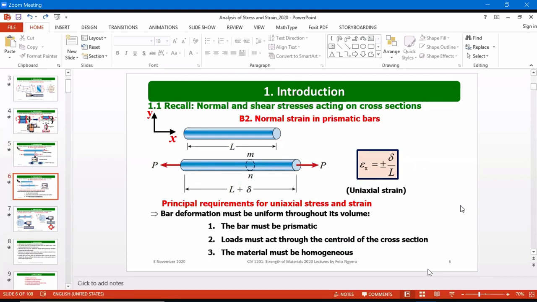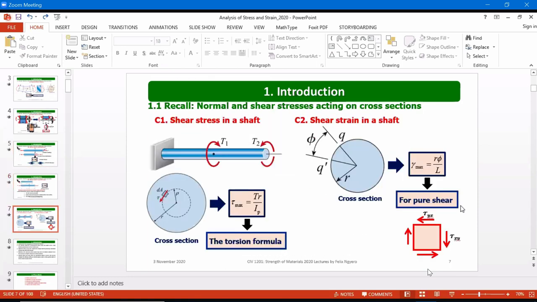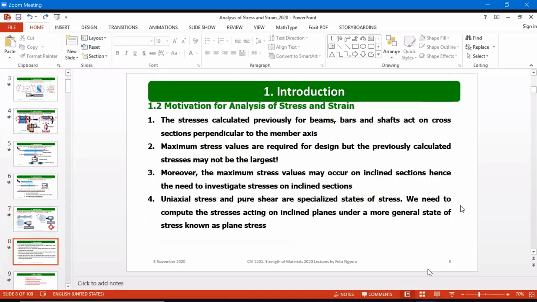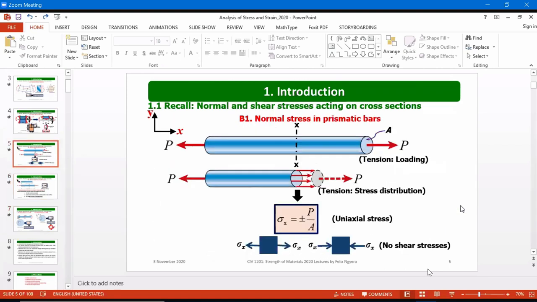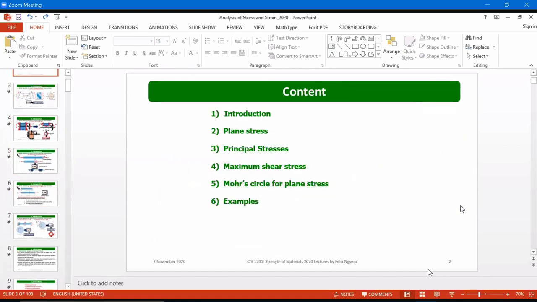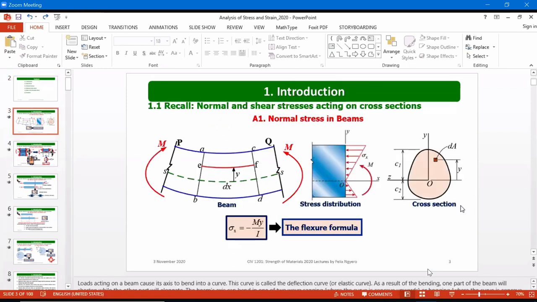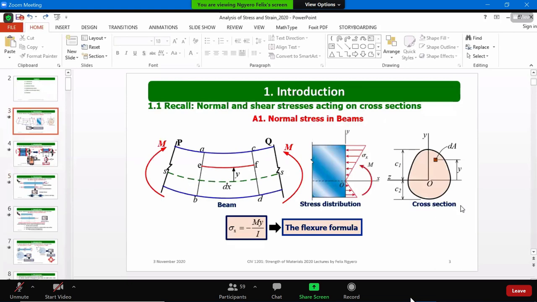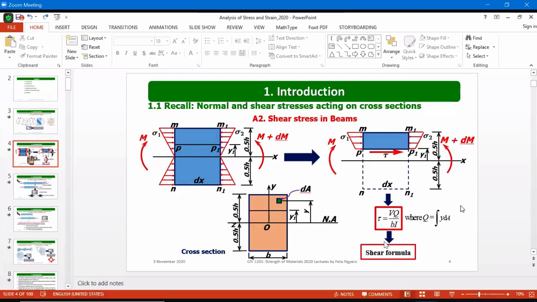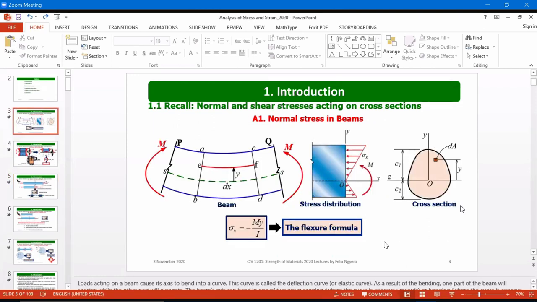I hope that you have done your revision, or you're doing your revision on what you covered before. So to summarize all this, now the question is, why do we need to study this topic of analysis of stress and strain? The first reason is that, as you have noted in the previous topics, we have been computing stresses, normal stress, shear stress, but the formulas derived are for normal stresses acting perpendicular to the cross section.